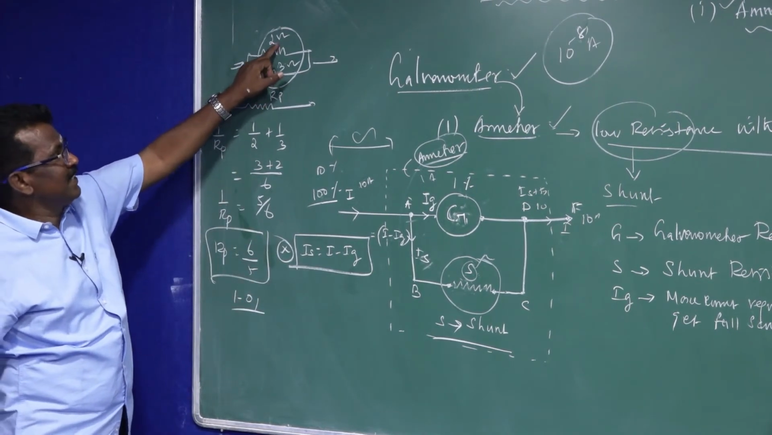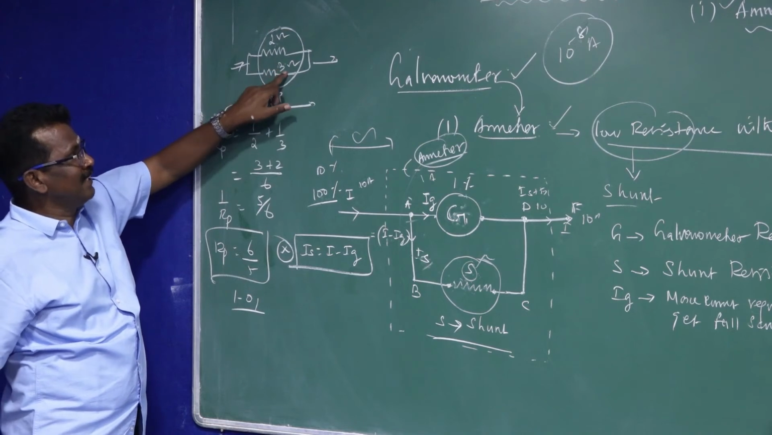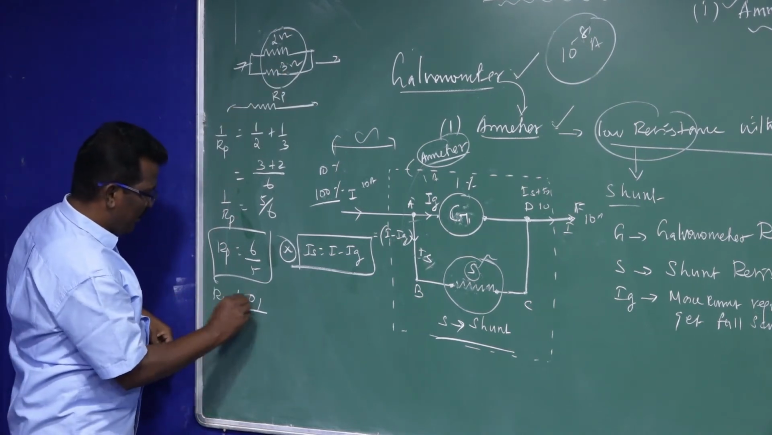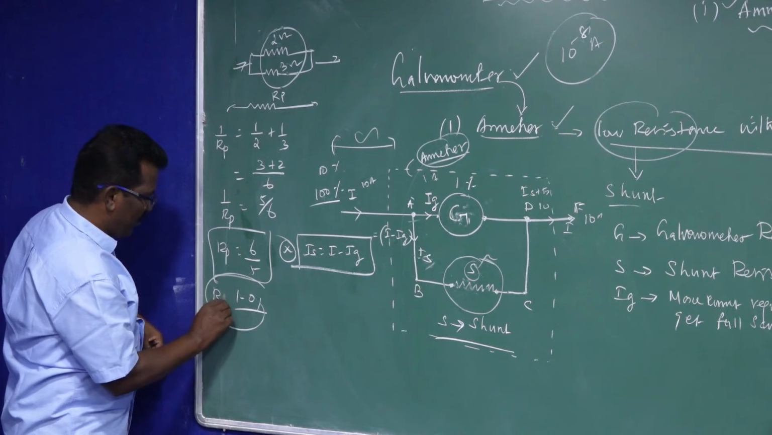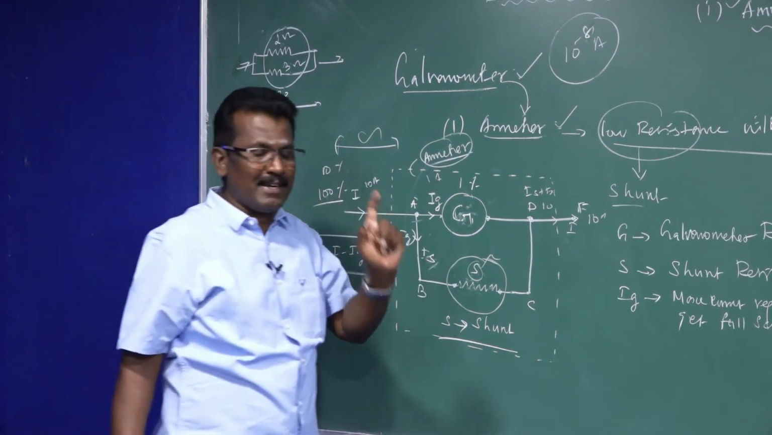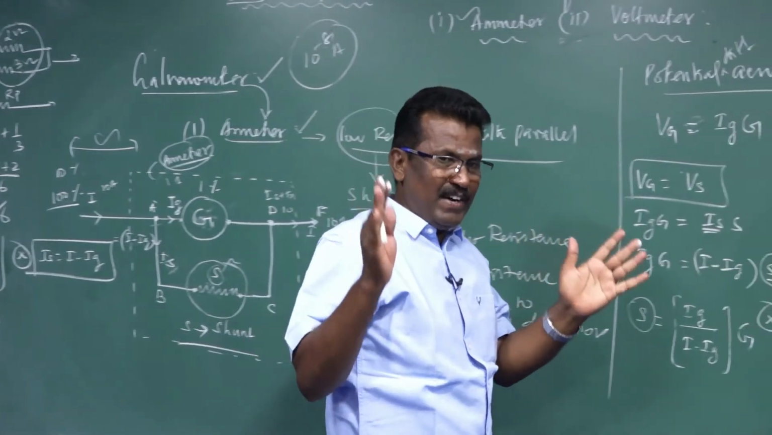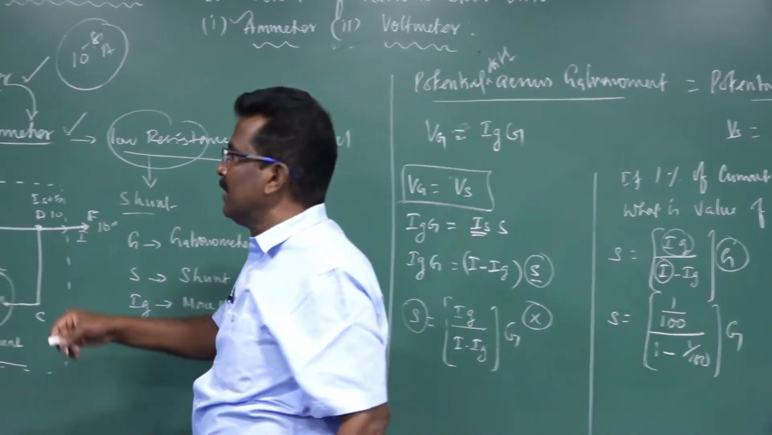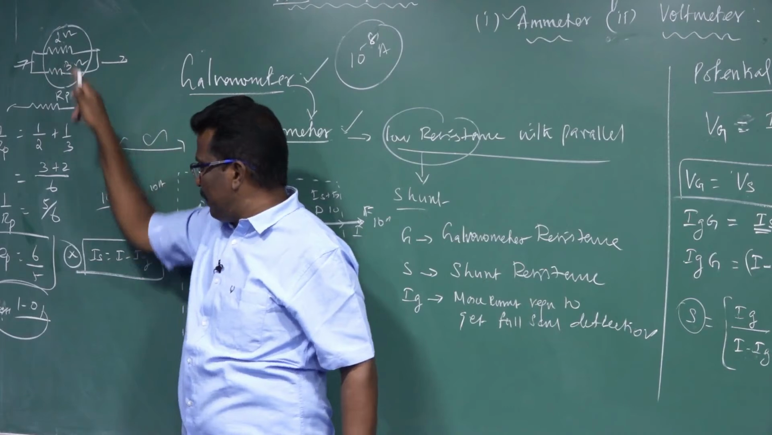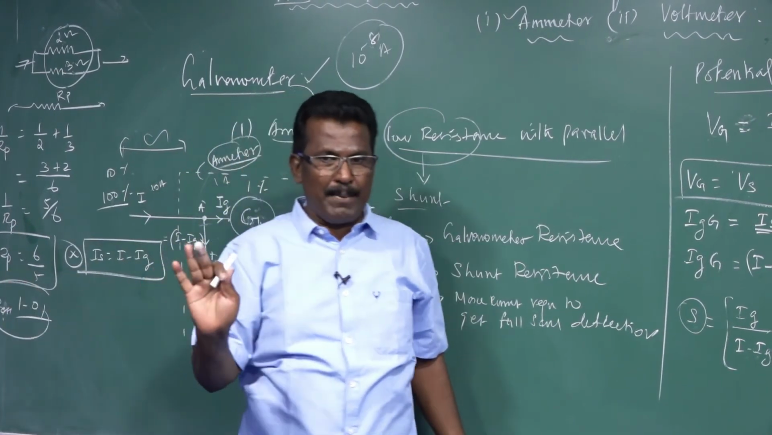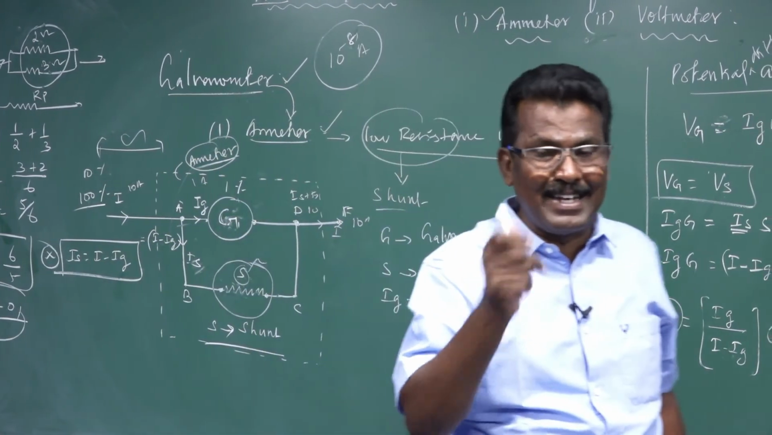Consider the first resistance is 2 ohm, the second resistance is 3 ohm, but the effective resistance is RP, or R effective, which is 1.2. That means if any resistances are connected in parallel, the effective resistance is always lesser than the least. Which one is the least? 2 ohm is the least, but the effective resistance is 1 point something. So for any connection in parallel, the effective resistance is always lesser than the least.